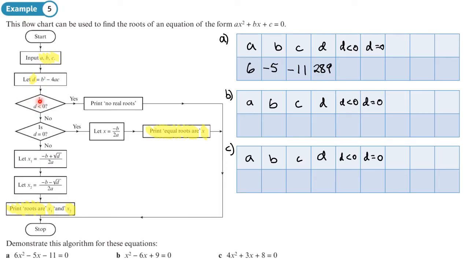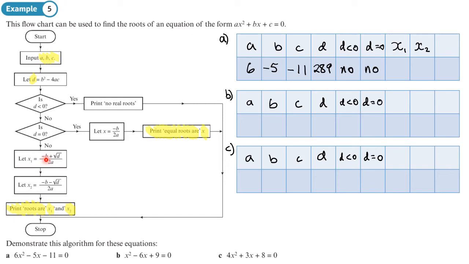Is D less than 0? Okay, it's not. So the answer to that is no. Is D equal to 0? Again, the answer to that is no. So I've followed the no route. No down there, no down there. So I'm now going to have two routes, x1 and x2. So now I can put the headings in, x1, x2.